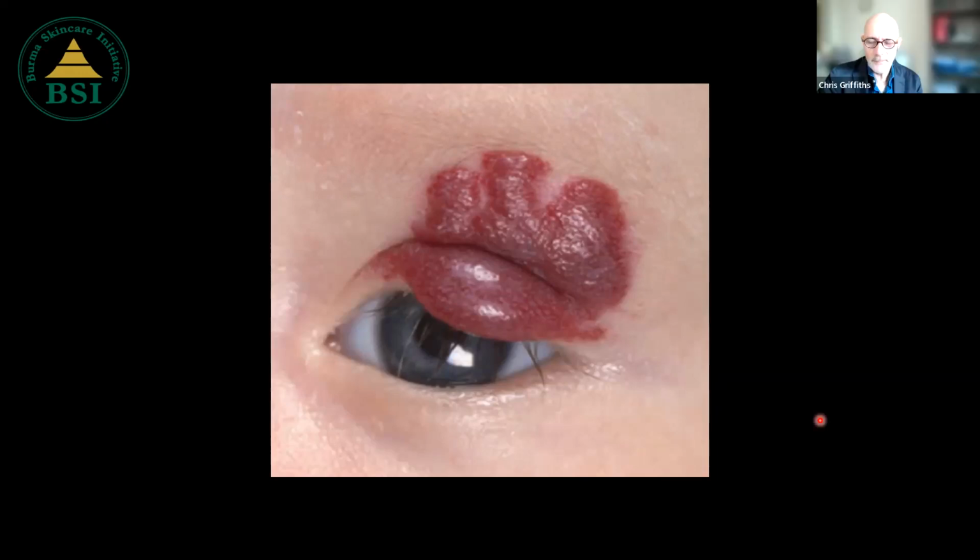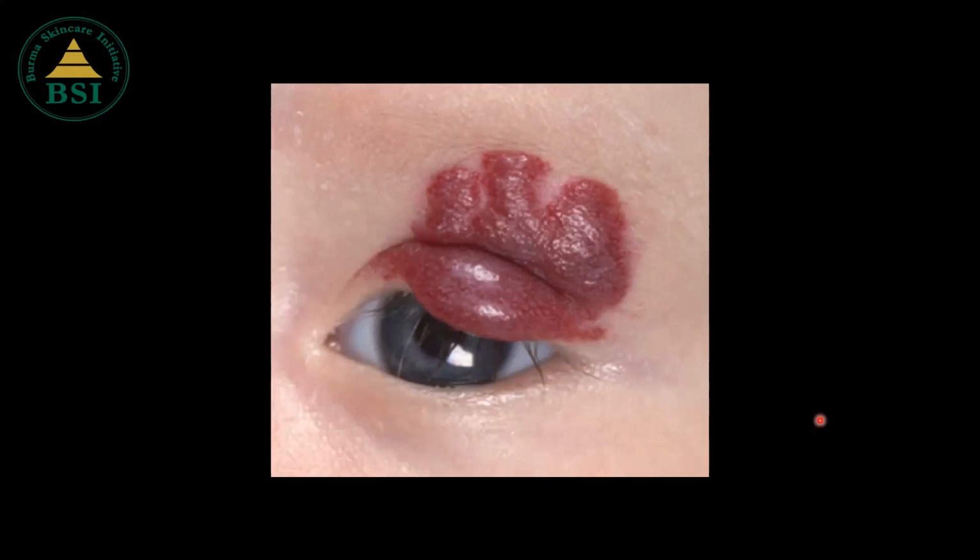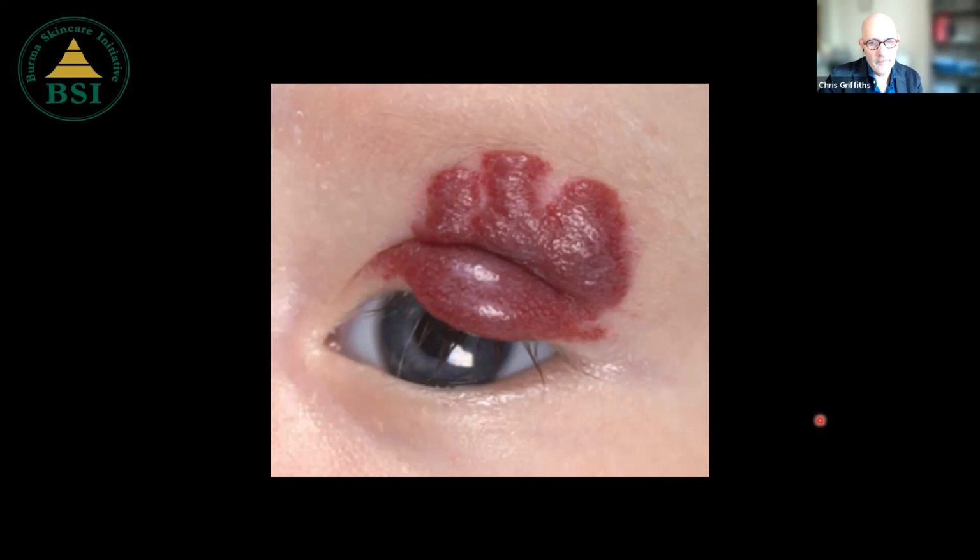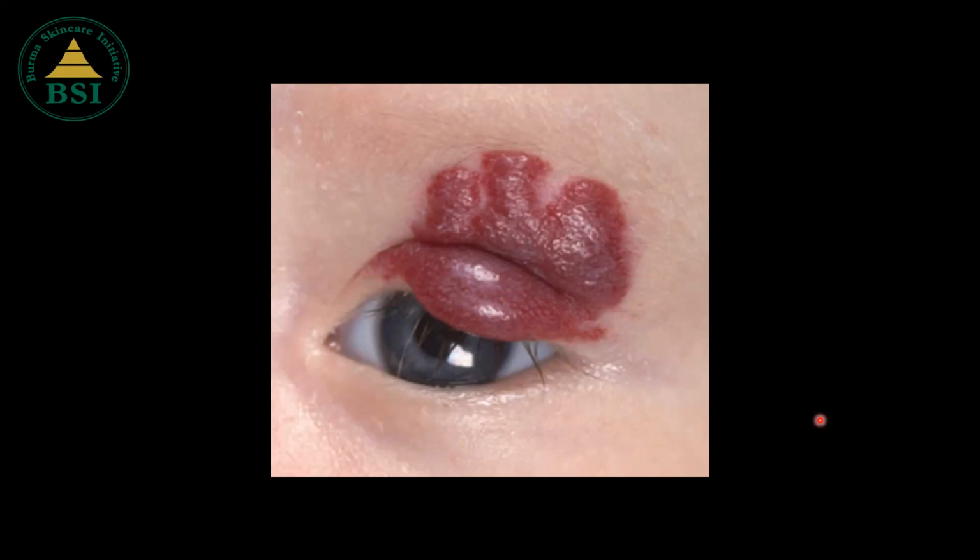Good morning. I can see an erythematous papular nodular lesion on the left upper eyelid, also involving the skin above the eye as well. Could it be a capillary hemangioma?